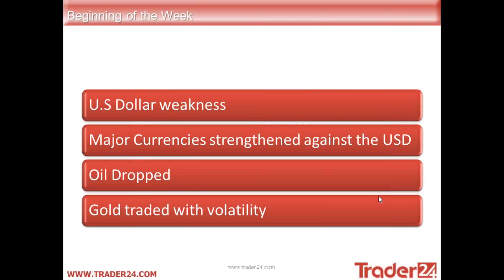Beginning of the week, mainly with the majors, we saw a lot of US dollar weakness leading up to the FOMC announcement, which was a two-day announcement coming out on the Wednesday evening, but usually started on Tuesday morning. Major currencies strengthened against the dollar, the price of crude oil dropped, and gold traded with heavy volatility. So this was leading up to Wednesday's volatile FOMC announcement and time period. Let's have a look at some of the charts.